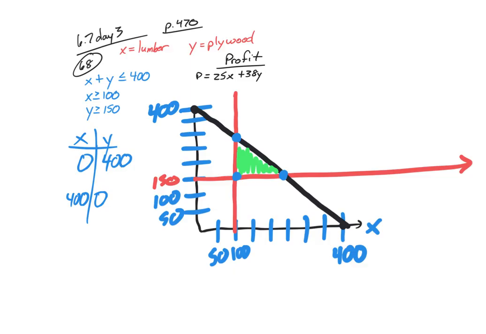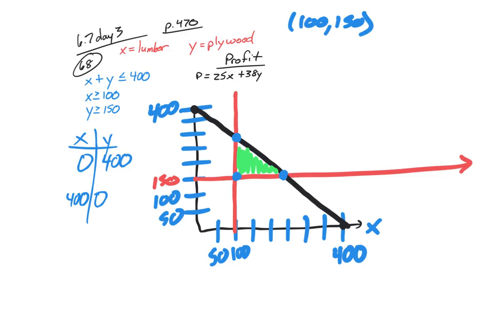A little bit harder to come up with these points than what we did yesterday, but it's not too bad. This one should be pretty easy. What would this ordered pair right here be? 100, 150. Yeah, 100, 150. Okay, it crosses the x-axis at 100 and the y-axis at 150. It's where those two vertical and horizontal lines cross. So we're going to go 100, 150.